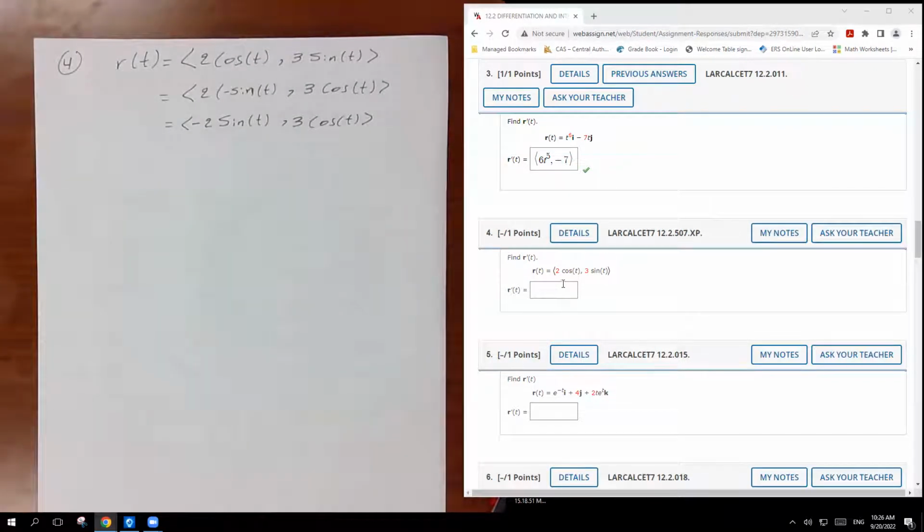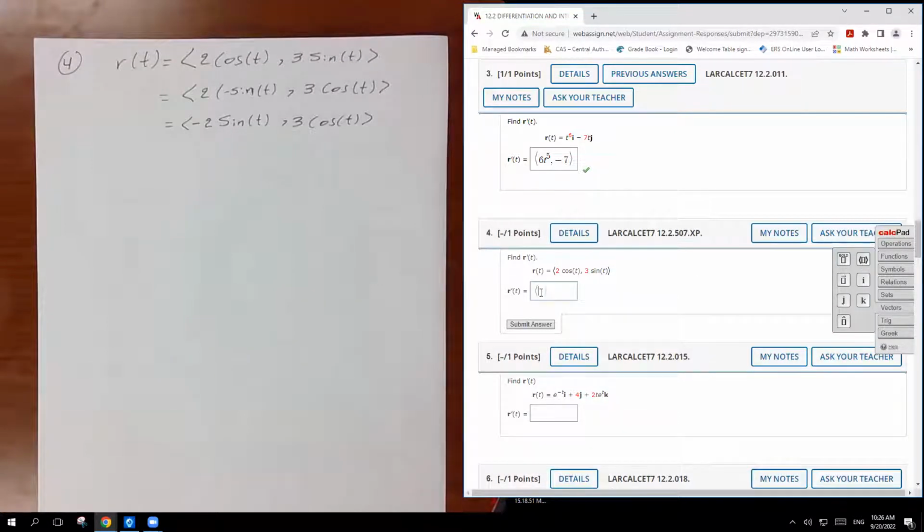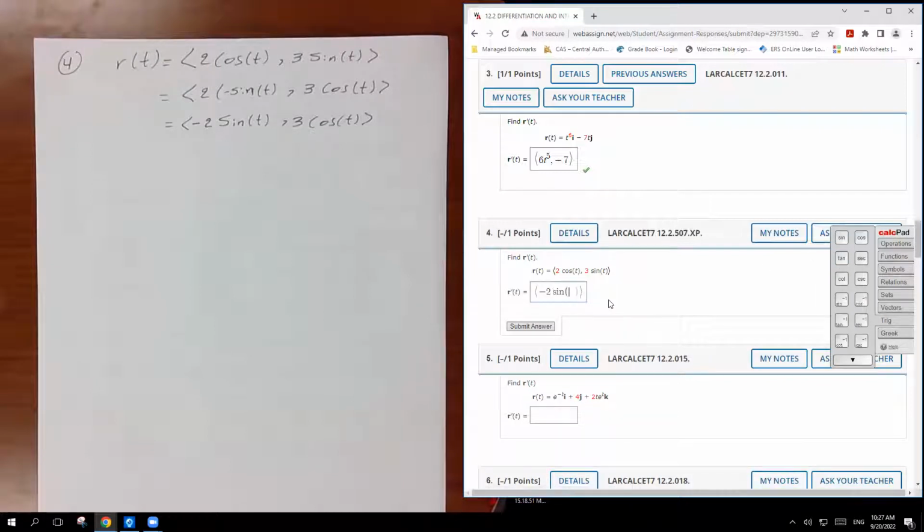So we're just going to type. There we go. It's going to be -2 sine t. We have to close the parentheses, comma, 3 cosine t, and close the parentheses. That's it for this one.